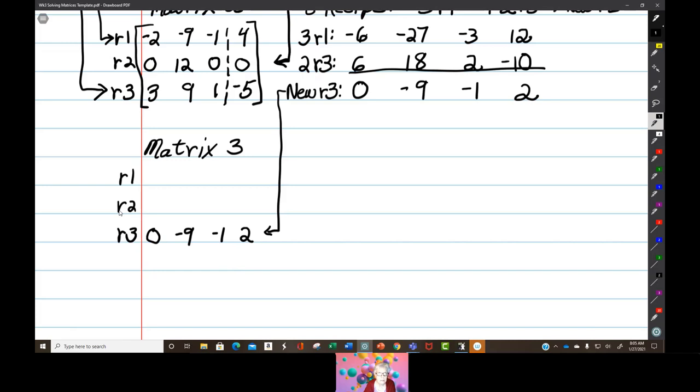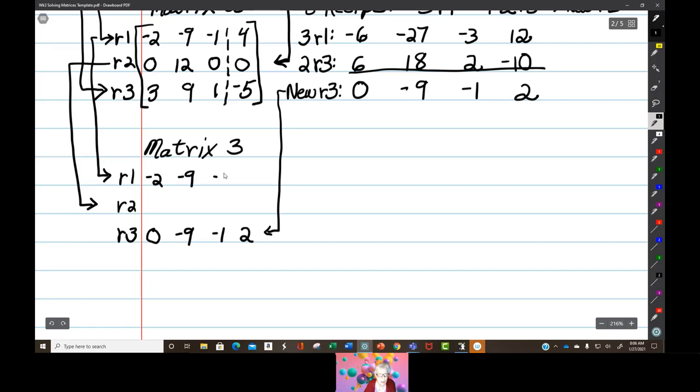And now from the immediate previous matrix, which is matrix 2, row 1 is going to go into row 1. And row 2 from here is going to go into row 2. So row 1 is negative 2, negative 9, negative 1, and 4. And row 2 is 0, 12, 0, 0. And I go ahead and I put the markings.